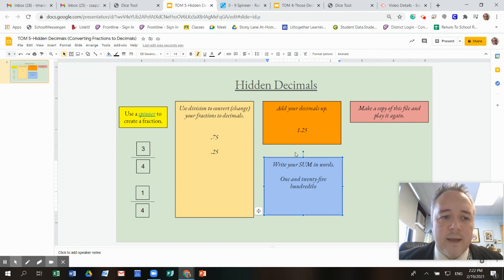Whatever it is, in this game, you are converting fractions to decimals and you're adding them up. You're adding decimals up. And if you play with a partner, you're comparing. So you're doing a lot of important fraction work in this game.